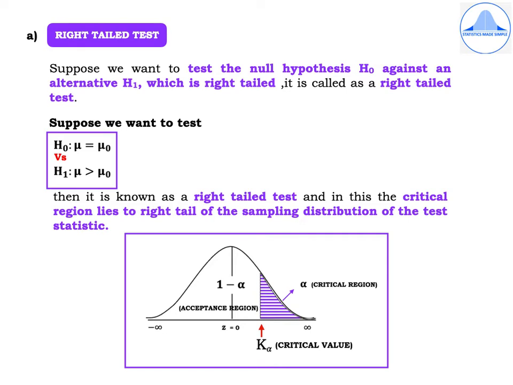We know that the total area under the curve is 1. So if the critical region is alpha, the remaining unshaded part is 1 minus alpha, which is called the acceptance region. Observe carefully that for a right-tailed test, the critical region lies on the right tail of the sampling distribution of the test statistic. Note that K alpha is the critical value, and you know that the critical value is the value of the test statistic which separates the critical region and the acceptance region.